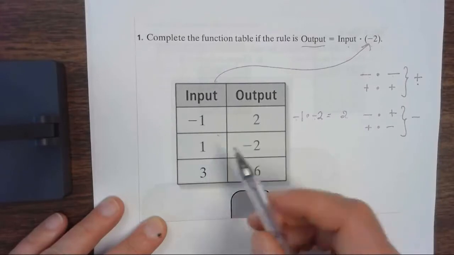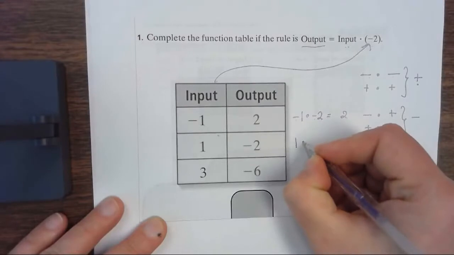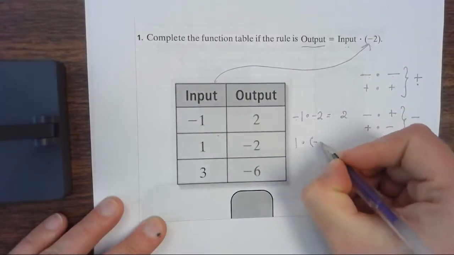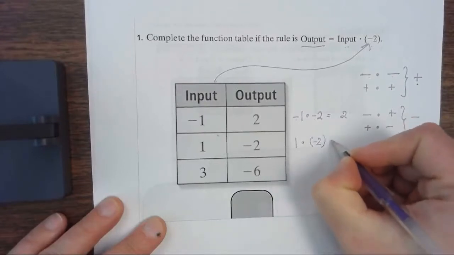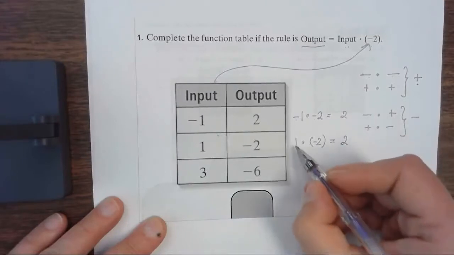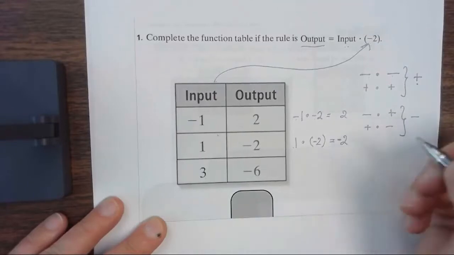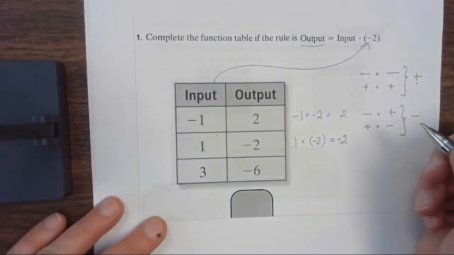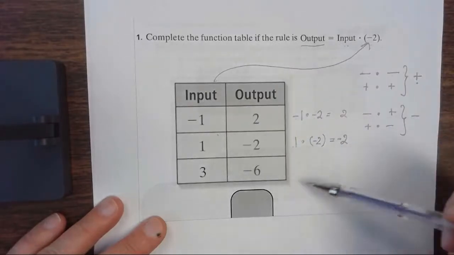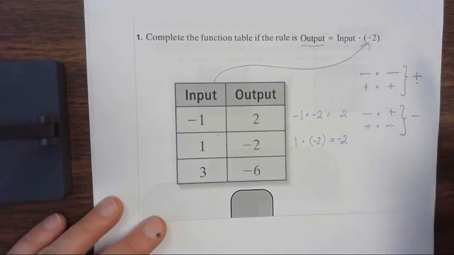Now this is my input right here. And I'm going to multiply my input times -2 because that's what my rule tells me. What is it gonna be? Well, 1 times 2 is definitely 2. But one is positive, the other one is negative. The answer is negative. Okay, I wouldn't worry about negative and positives right now. Just understanding what we are doing here, okay? We are following the rule.